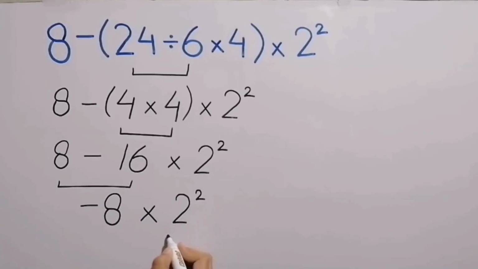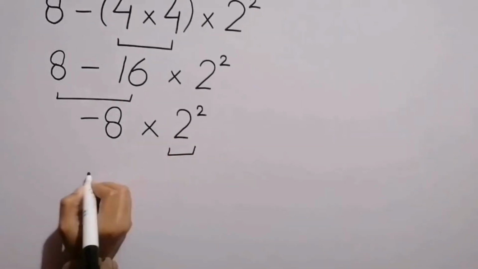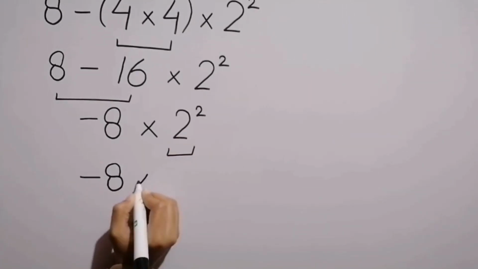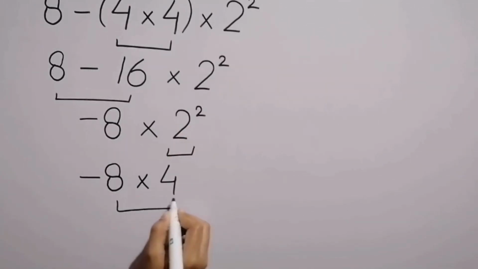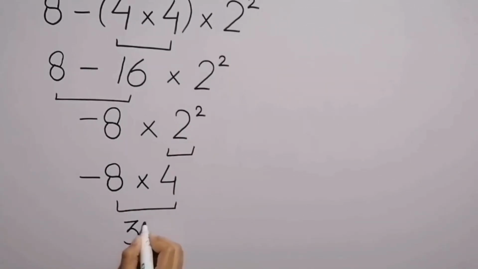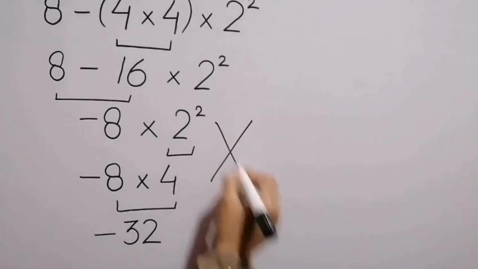In the final step they go to the exponent and replace this expression with minus 8 multiply 2 times 2 equals 4. 8 times 4 equals 32. So, negative 32 is the final answer. However, that's definitely wrong.